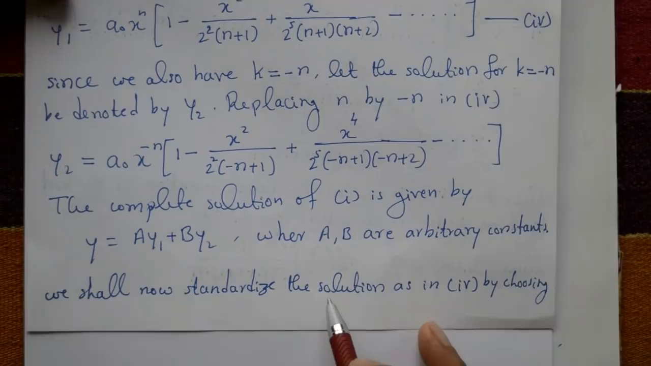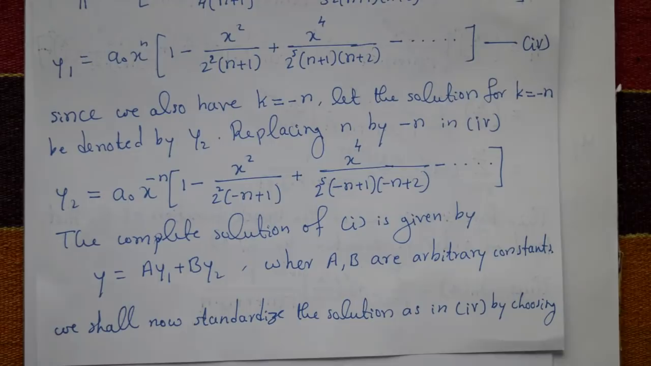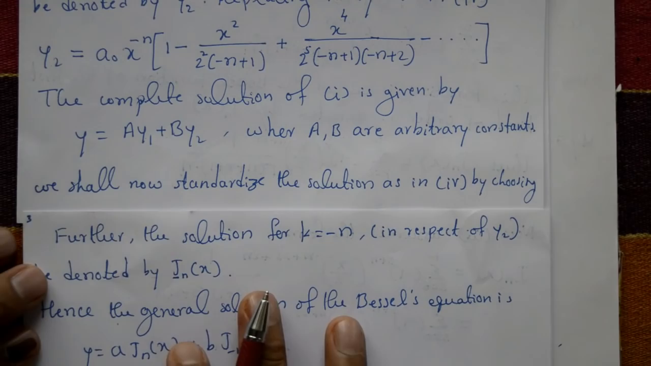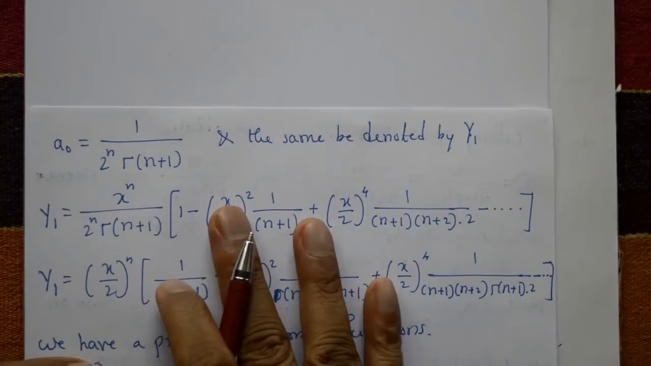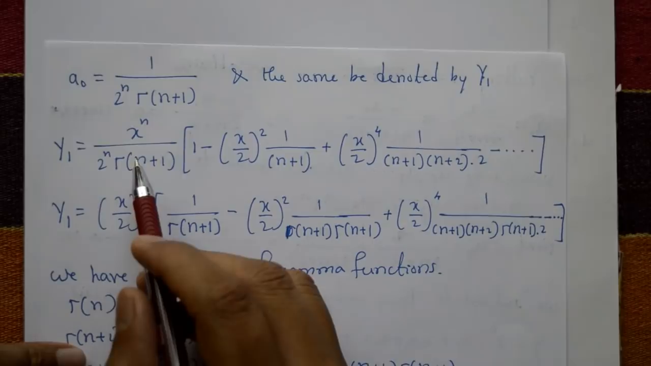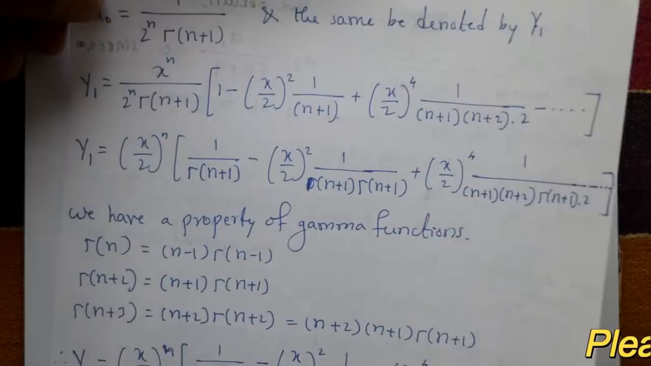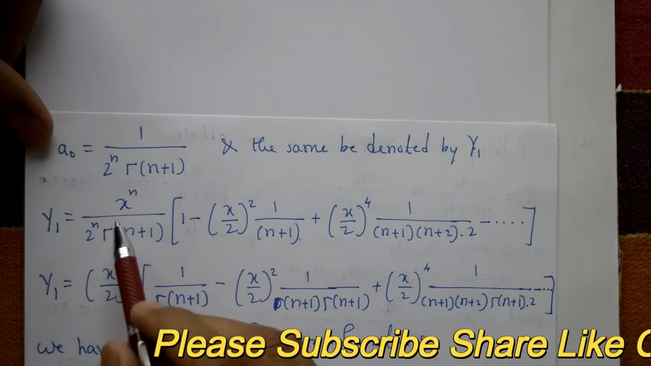We shall now standardize the solution of equation number 4, by choosing a0 equal to 1 upon 2 raised to n gamma of n plus 1, and the same be denoted by y1. Now y1 is equal to, taking equation number 4, a0 times the bracket. So y1 is x to the n upon 2 raised to n gamma of n plus 1 into the bracket.